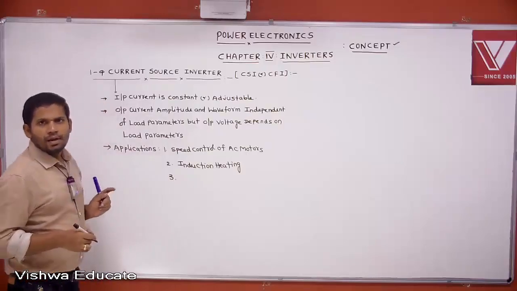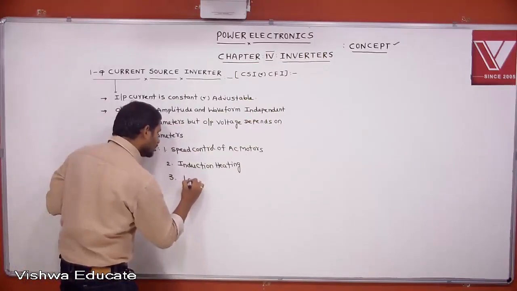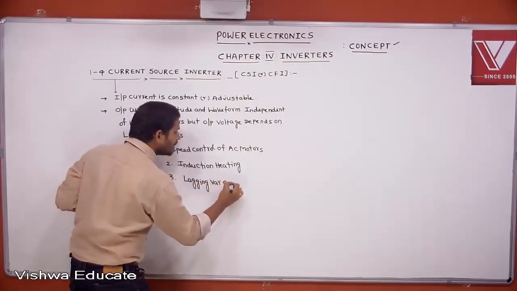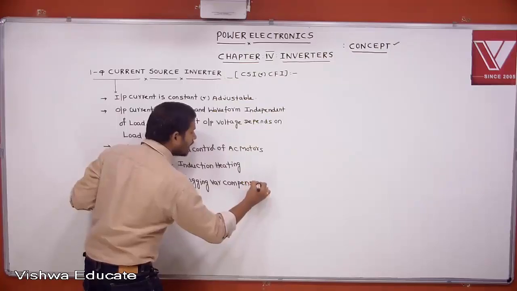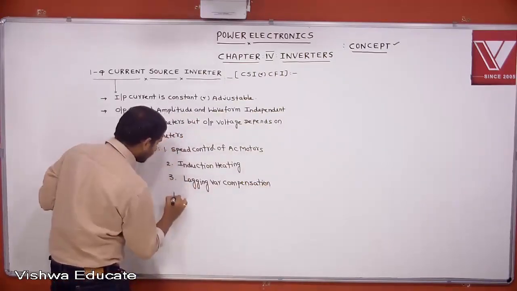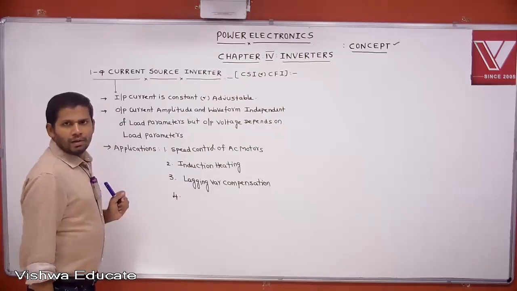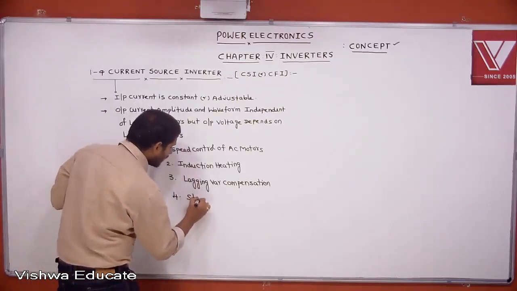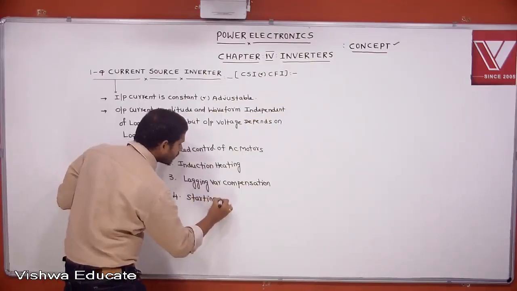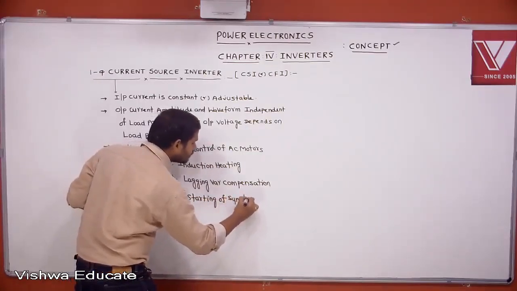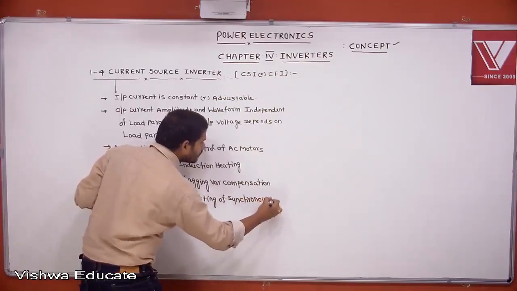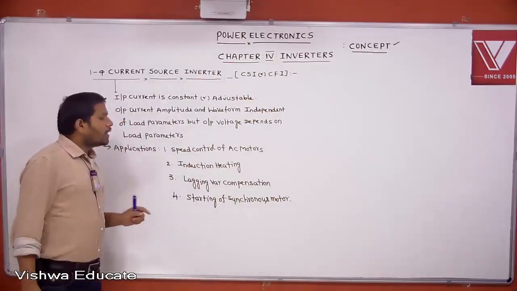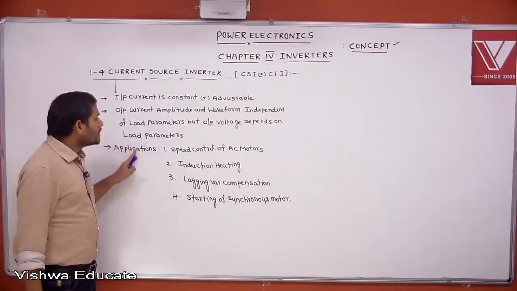Lagging VAR compensation, that is reactive power compensation. Then starting of synchronous motors. Okay, these are some of the applications of current source inverters we are using.